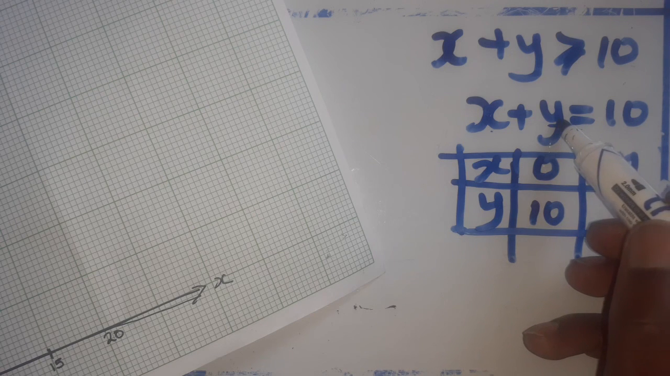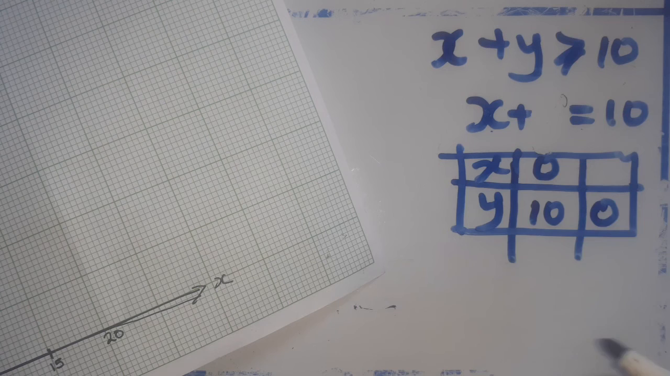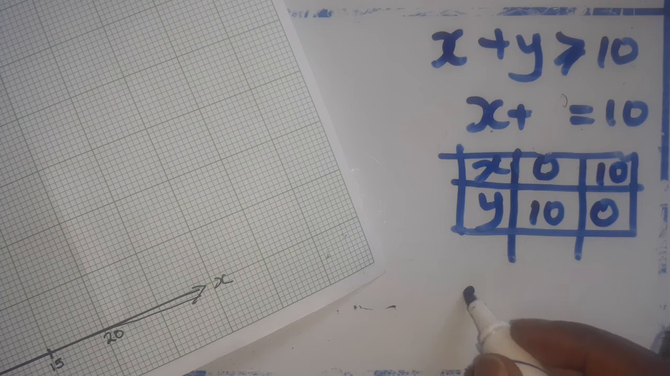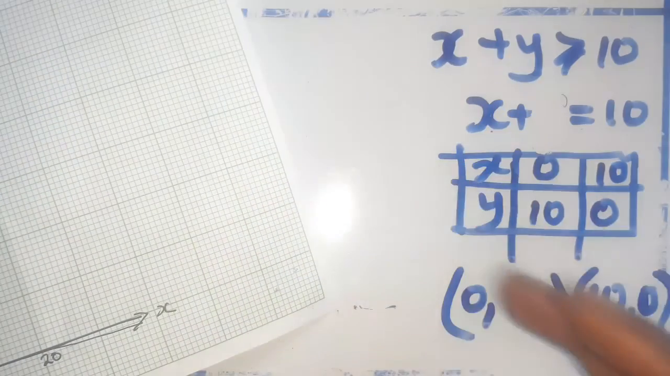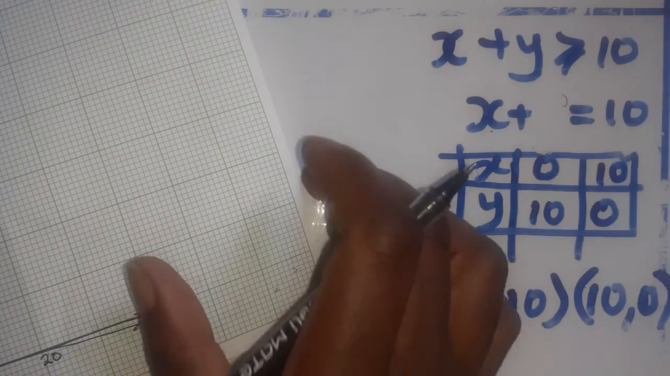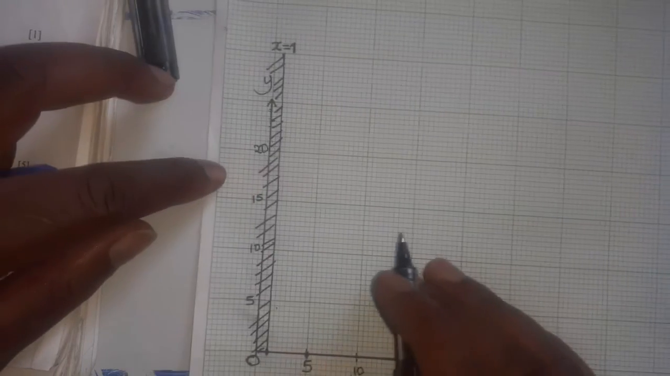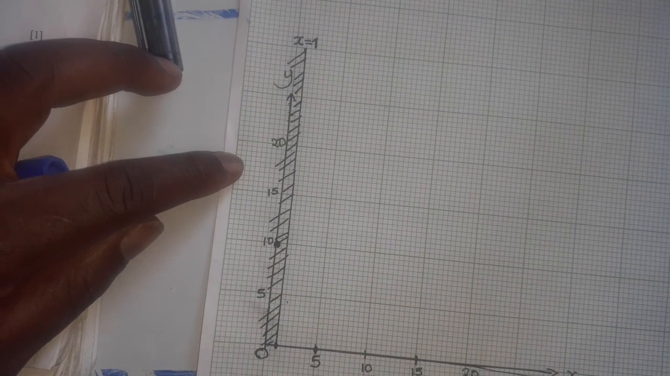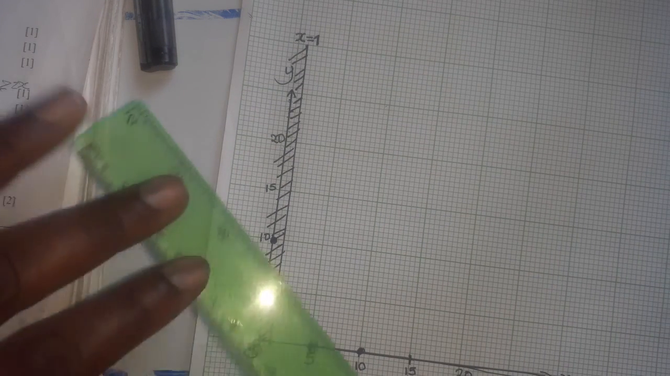Then when I put 0 where there is y, this y dies out, isn't it? This becomes 0. So what is going to be my x? My x will be 10. So these are the 2 points that we are going to plot, which are 0, 10 and 10, 0. These are the coordinates that we are going to plot on this line. So 0, 10 is this point here. Then 10, 0 is also this point here. So we need to join these 2 points. We join them like this.